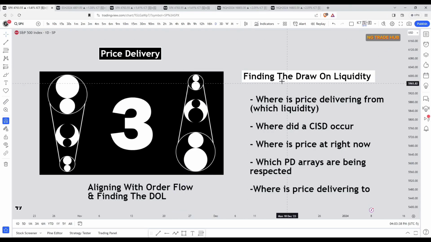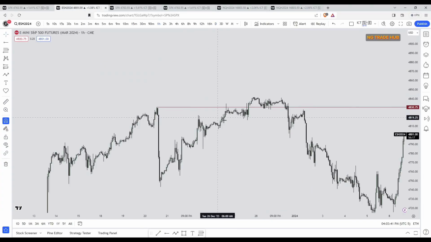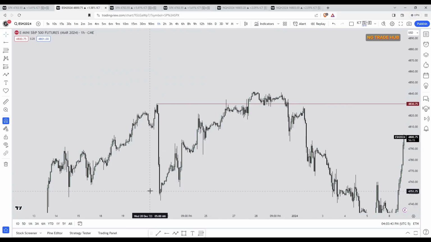So I'm going to go onto a chart, and you're going to see me answer these questions. On the S&P 500, if we start off on the hourly chart, you can see that we had this huge drop lower. When price delivered from this high to this low, it took out sell side liquidity, then it expanded higher. When we get this sharp drop lower, lots of retail traders are going to be thinking that this retracement back up is going to be a bear flag or a rising wedge.